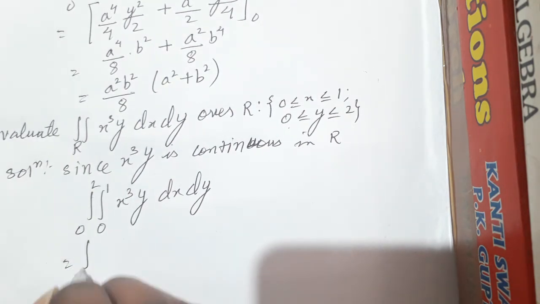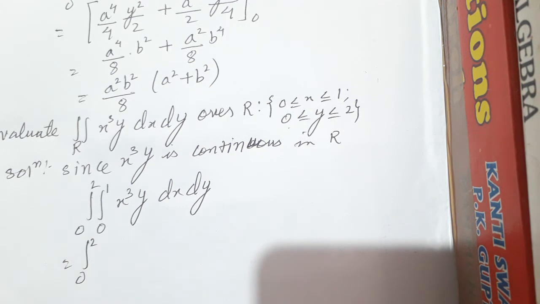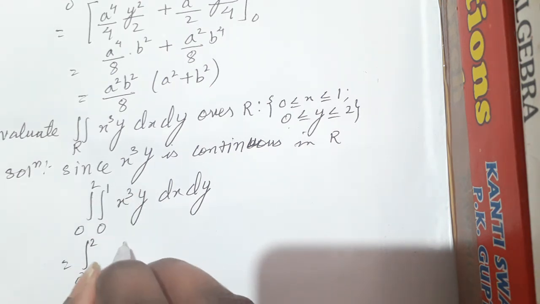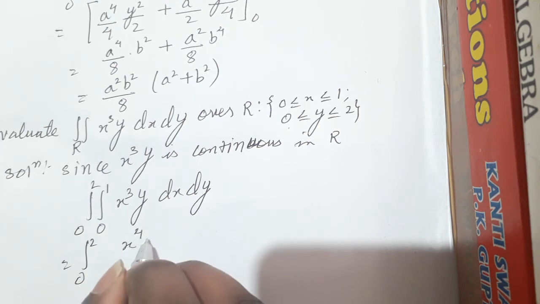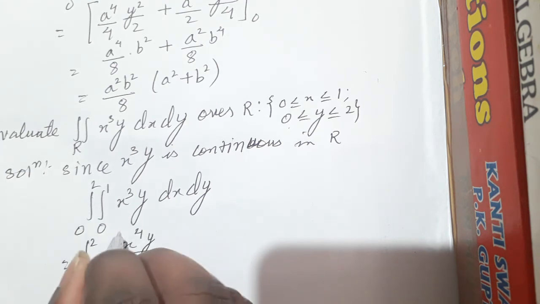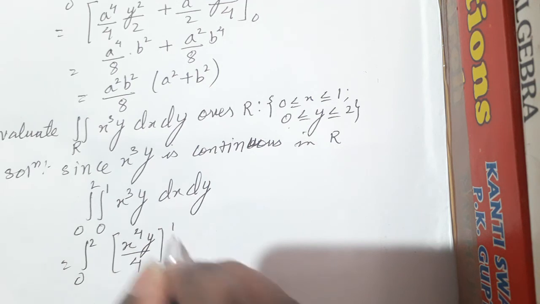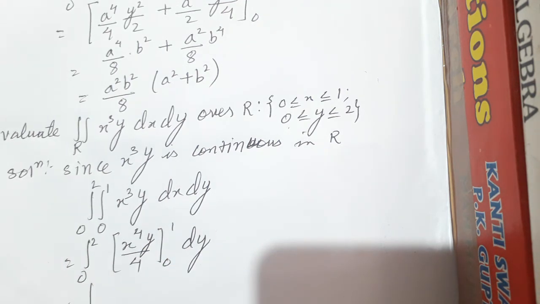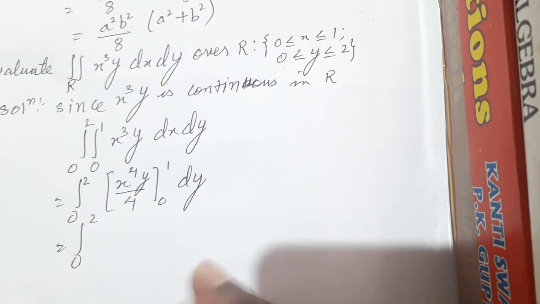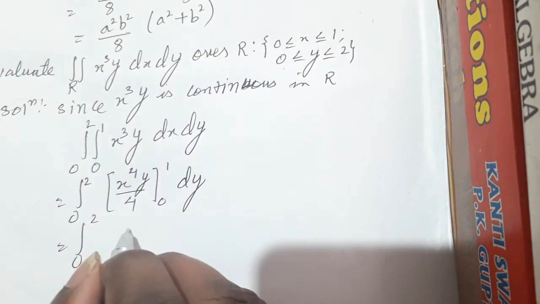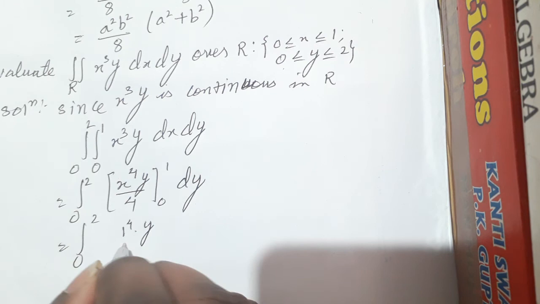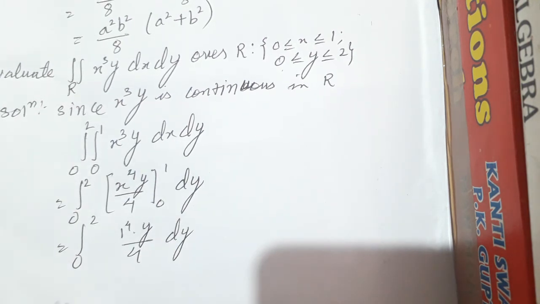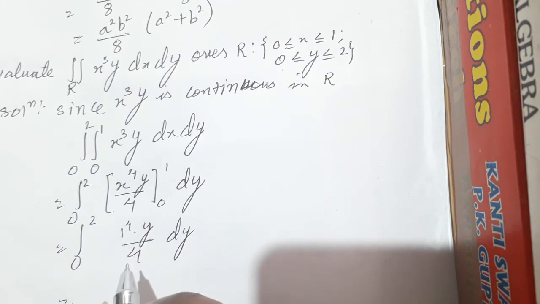So this is equal to the integral from 0 to 2. Now we'll integrate this with respect to x. If we integrate with respect to x, we get x⁴y/4, and we'll apply the limit, 0 to 1, dy. You put the upper limit, so we get 1⁴ into y/4. And if you put the lower limit, it will be 0, so no need to put it.